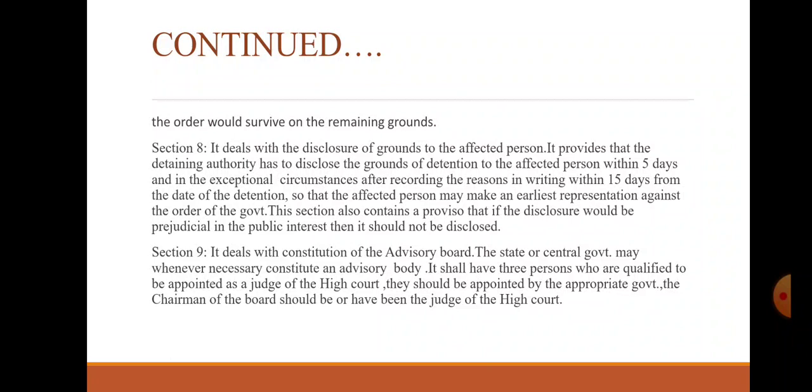Section 9 deals with the main body under this act, that is the advisory board. The advisory board is constituted by the state or central government whenever necessary. It shall have 3 persons who shall be qualified to be appointed as a judge of the high court. तो इसमें एक चेयरमैन होता है और 2 अदर मेंबर्स होते हैं. तो चेयरमैन जो होता है वो he should be or should have been a judge of the high court.